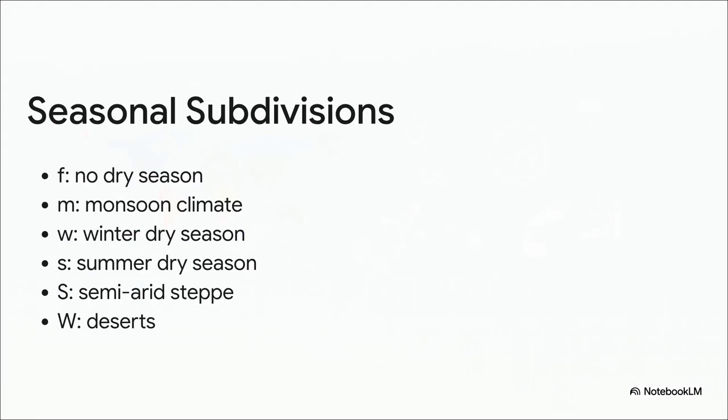Of course, the real world is way too complex for just 5 buckets. So Köppen added lowercase letters to these capital groups to account for specific seasonal shifts. For example, adding an F means there is no dry season at all, while an M designates a monsoon climate with a short dry season. For the dry B climates, he used capital letters, like S for a semi-arid steppe and W for true deserts. It's an incredibly elegant way to literally read the atmosphere just by looking at a few letters.